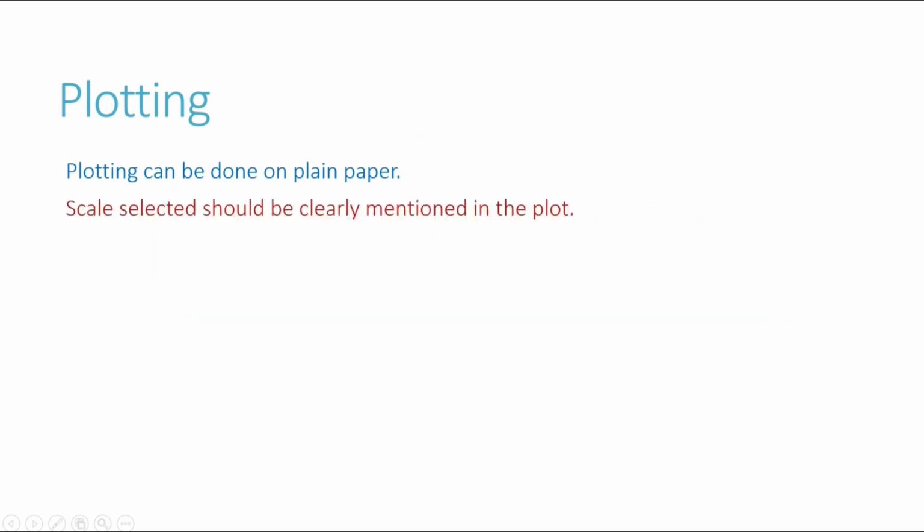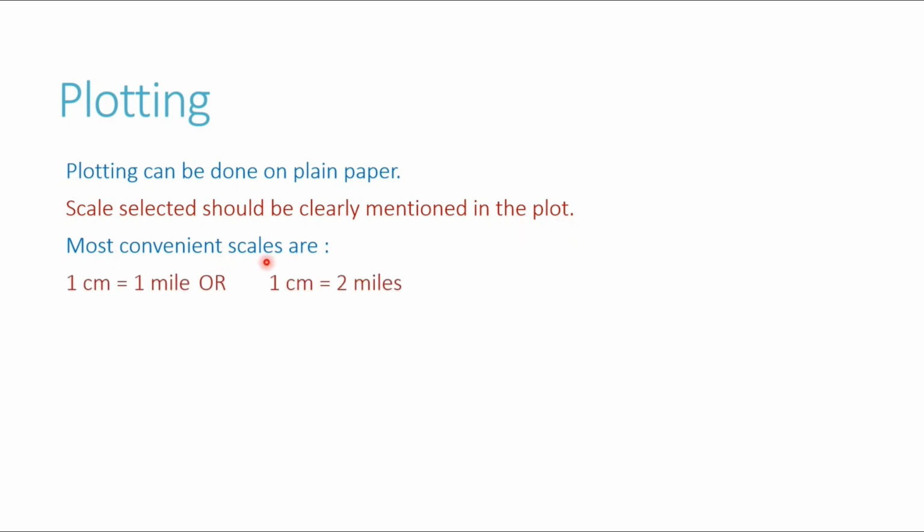Now going a little further in plotting, the plotting can be done on plain paper or, if possible, graph paper. Whatever plot you do, it should be based on a certain scale. To give you an example, the scale could be 1 centimeter is equal to 1 nautical mile, or if required, it could be 1 centimeter is equal to 2 nautical miles. Whatever scale you select, it should be clearly mentioned in the plot. Without the scale, the plot is meaningless, and it is a very important item to be shown in the plot.